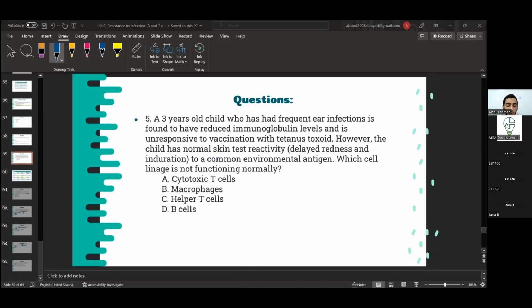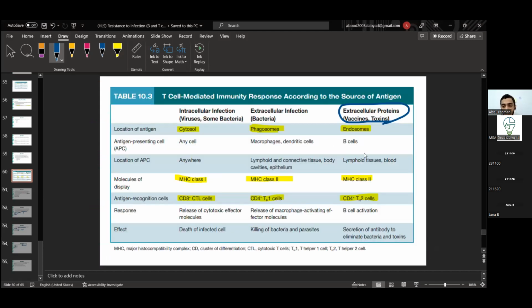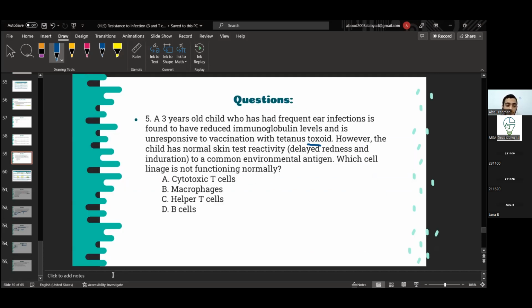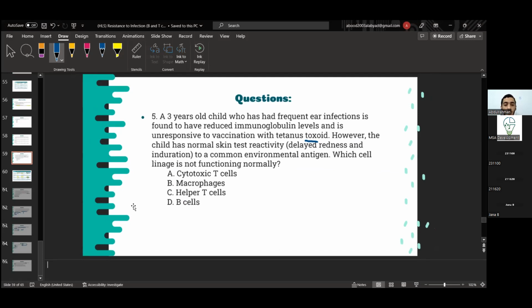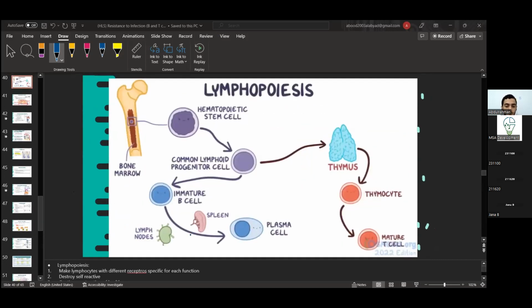I'll check on this question again, but my main point from that question was to know that the toxin, or the tetanus toxoid, is going to be activating the CD4 positive T helper type 2 cells. But I'll make sure of the question again and change it in the answer slide. The answer is here. All right. Do you guys have any questions about the lecture? Is it clear? Inshallah.